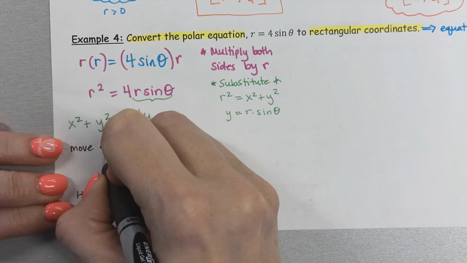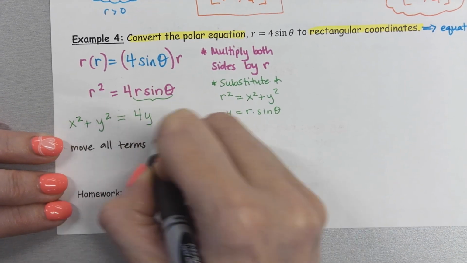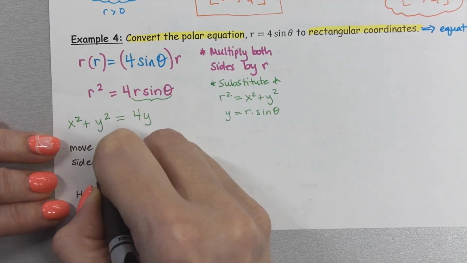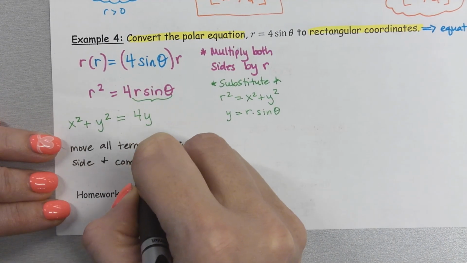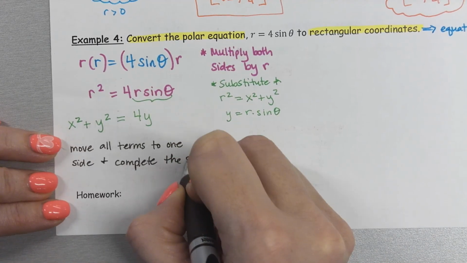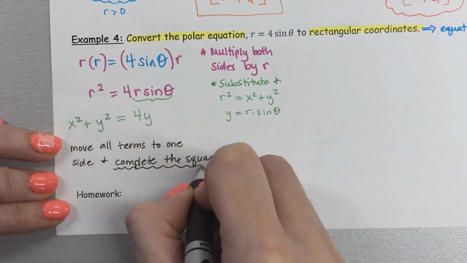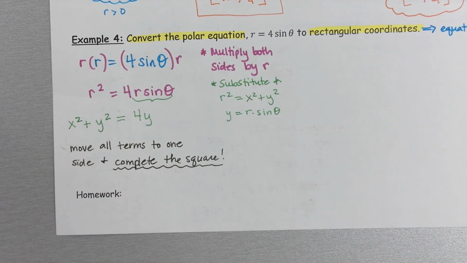Okay, so move all terms to one side and complete the square. When you do move everything to one side, just organize the same variables by each other. So organize the y by the y, the x by the x. That's going to make it easier for you to complete the square.